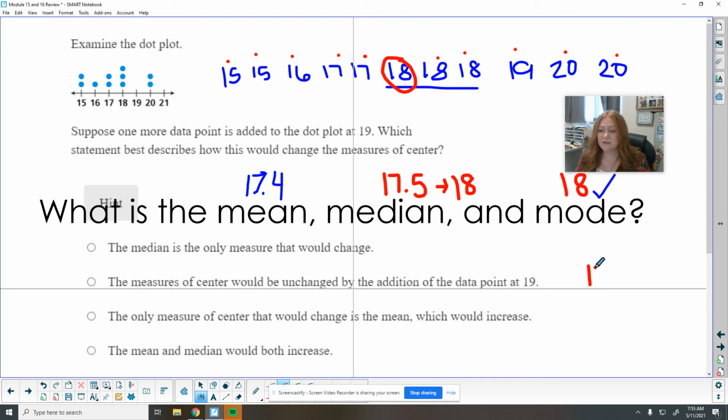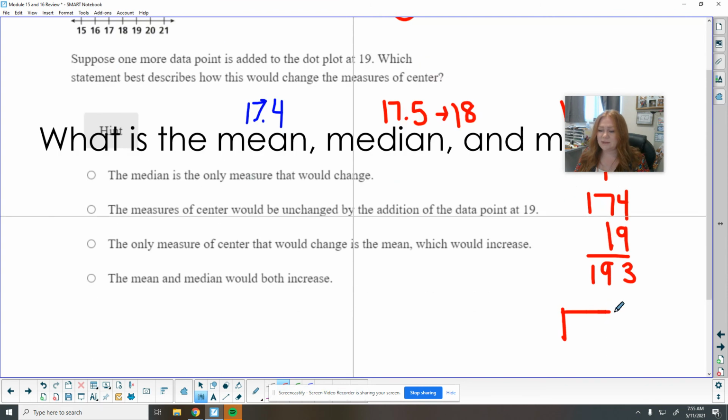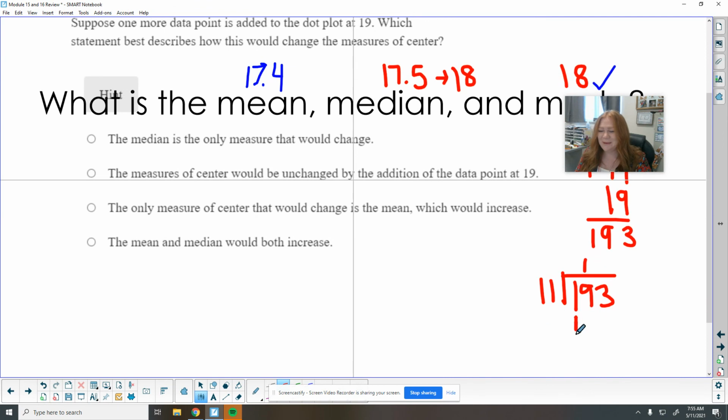And so we had 174 and we're adding on 19, and we've got 13, 7, 8, 9. So now we've got 193 and we're dividing by 11. So let's see how that changes here. So 11 goes into 19 one time. So we have 8 left over, goes into 83 7 times.